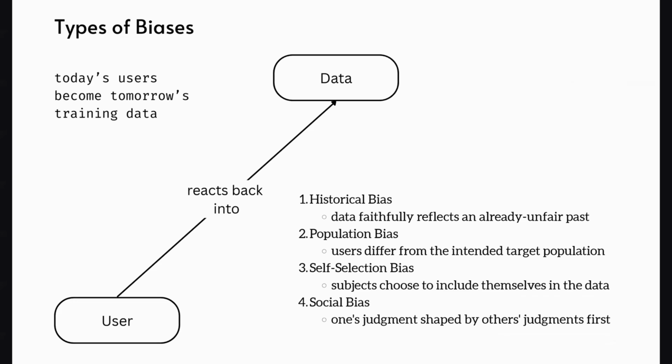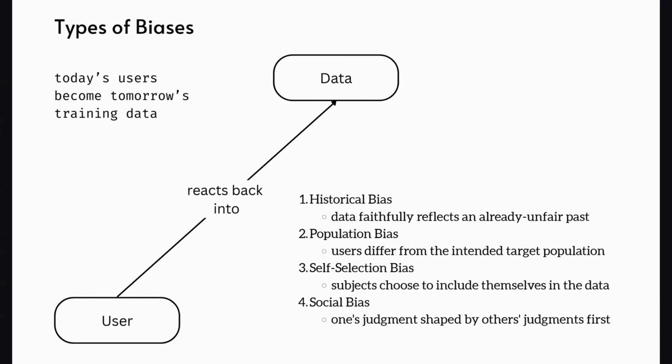And there are 4 biases here. Historical bias: data that faithfully reflects an already unfair past. For example, a company's hiring system in the past has always seen that for a particular role, more men are usually chosen as compared to women, and that is in the data. There is nothing wrong with the data, that was the pattern, but that pattern is now going back into the model for its own self-learning, and this is creating the bias.